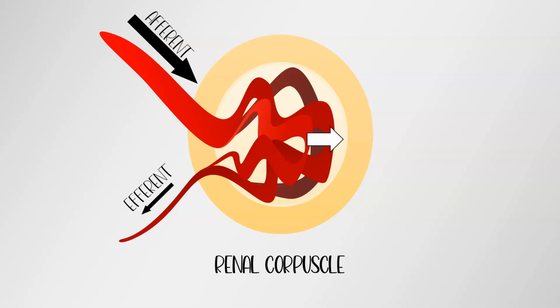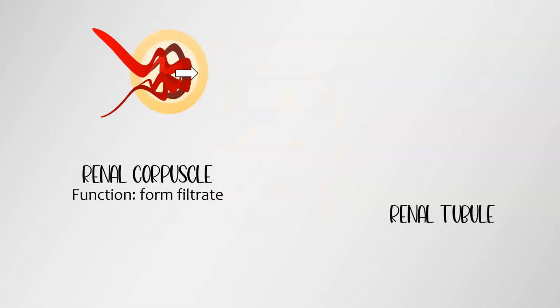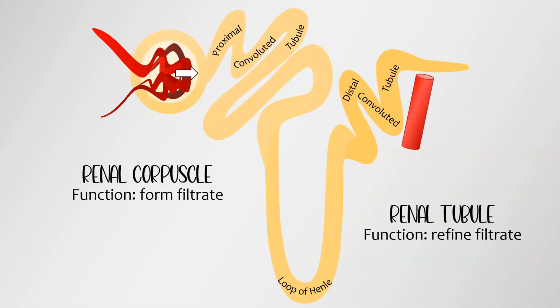This process of squeezing fluid out of the capillary is called filtration, and the fluid that is squeezed out is called filtrate. The filtrate formed in the renal corpuscle enters what's called the renal tubule. This series of tubes consists of the proximal convoluted tubule, loop of Henle, and distal convoluted tubule. In these tubules, the filtrate is modified or refined by exchanging molecules with the neighboring blood vessels. Certain molecules from the blood move into the filtrate. Certain molecules from the filtrate move into the blood.